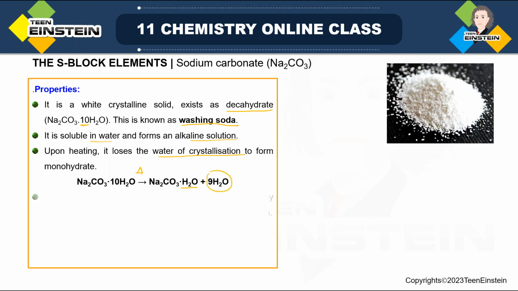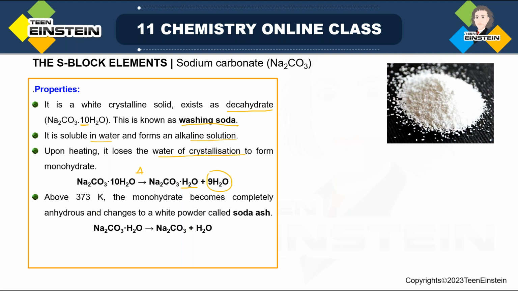Now, if you are heating it above 373 Kelvin, the monohydrate which you have obtained here becomes completely anhydrous, there is loss of water. It changes to a white powder. Though there is no significant difference in its appearance, now there are no water molecules of crystallization. And when there is no water molecule, it has a specific name, soda ash.